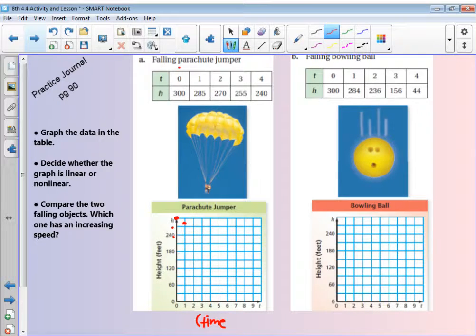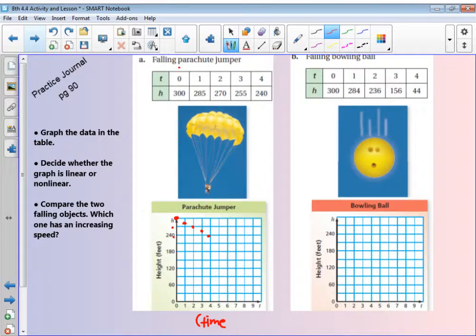I know mine's slightly off. The next one is over to 2 up to 270. Okay, 270 is right on a line. Over to 3 up to 255 is going to be in the middle of our next box above 240. And then over to 4 up to 240.